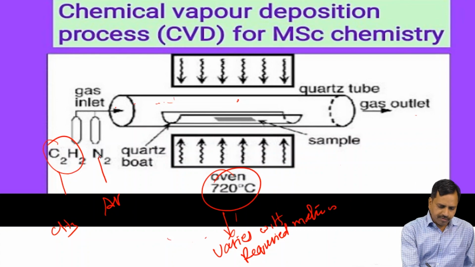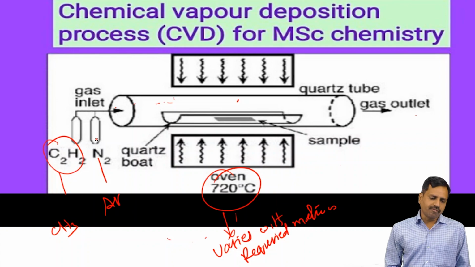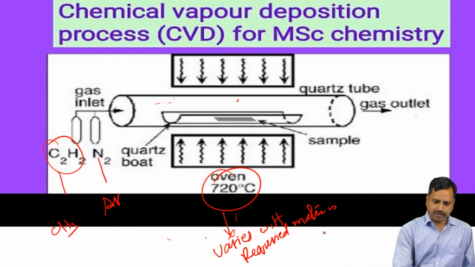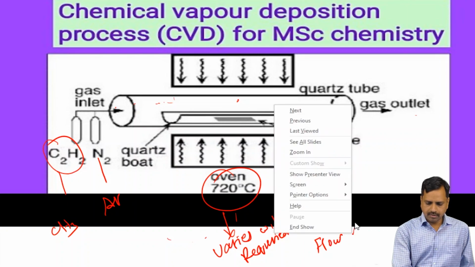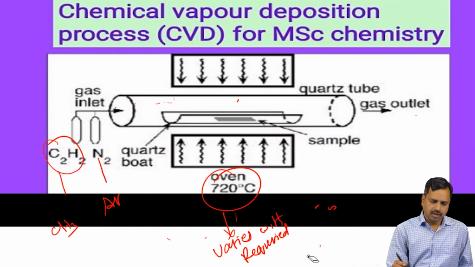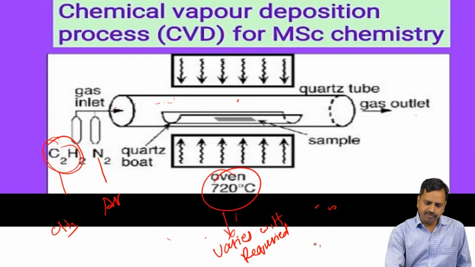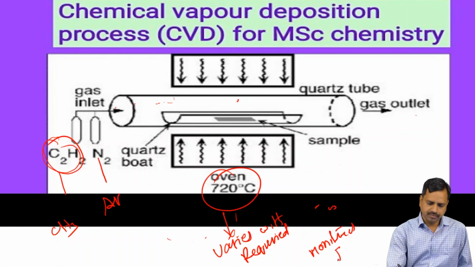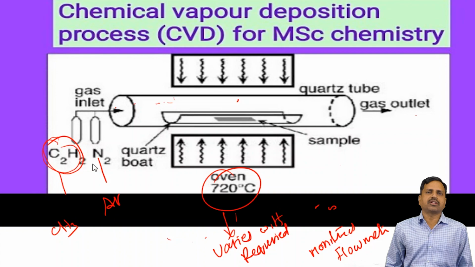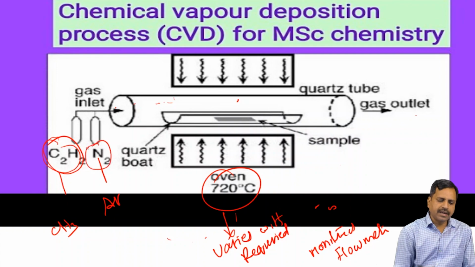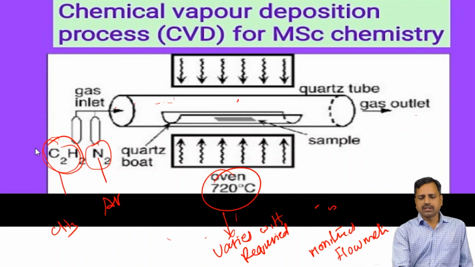Another important thing on which the formation of this nanomaterial depends is the flow rate. The precursor flow rate will be monitored by flow meters. Depending upon the flow rate of the precursor gas which we are sending, and the flow rate of both the precursor and the inert gas, the particles may change.